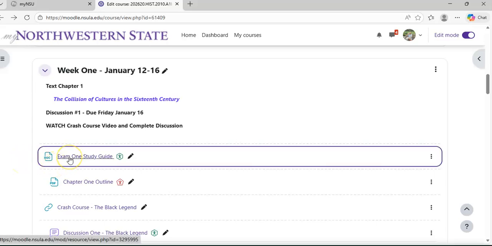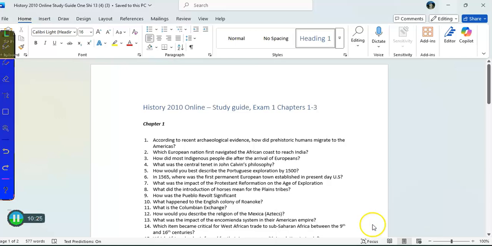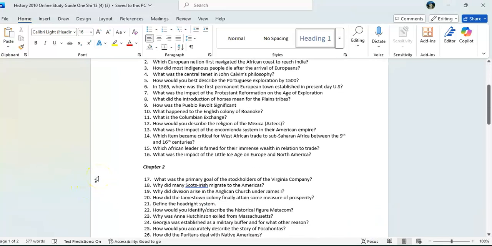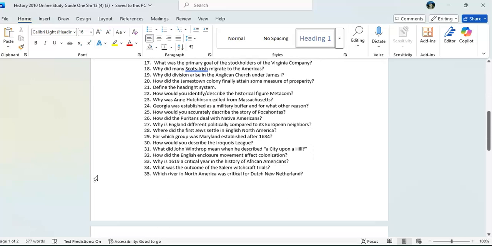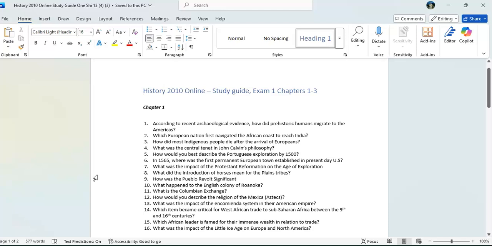Exam 1 study guide. So I told you that the exam questions come from a study guide. So I got that open over here, and that's what it looks like. So as you do the reading, here are your study guide questions. You can see that there are 50. So this will cover the first exam.